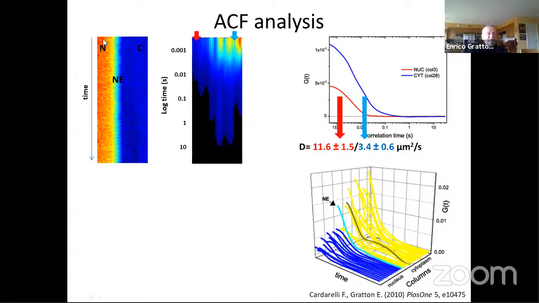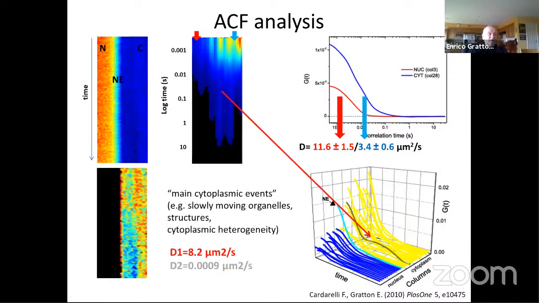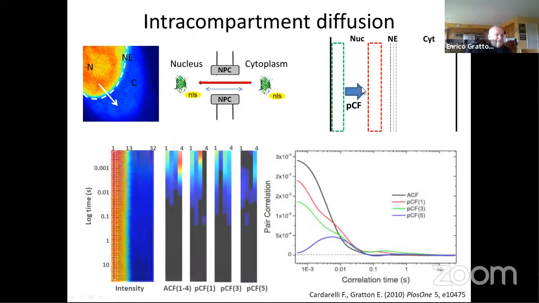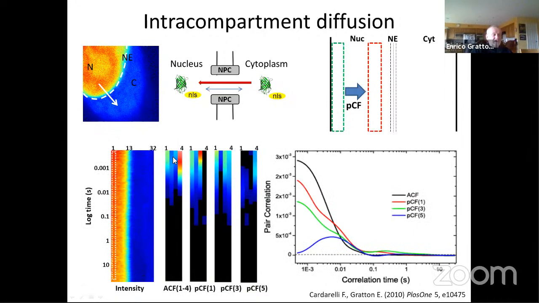But now, if we plot every single one of those curves, we see that there is one curve at the nuclear envelope which is very different from the others. That curve implies that something happens at the nuclear envelope. It shows that at the nuclear envelope it takes longer to pass through, because it's diffusion through a narrow channel. And if we continue like that, we can see that intra-compartment, nucleus to nucleus, we can measure the correlation very well.